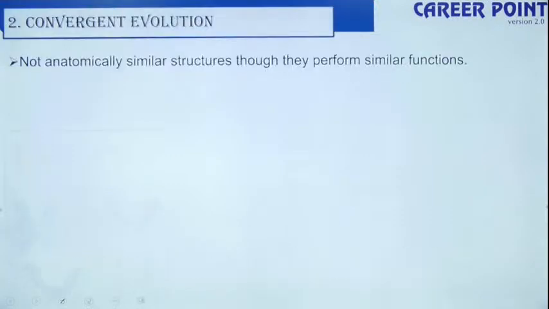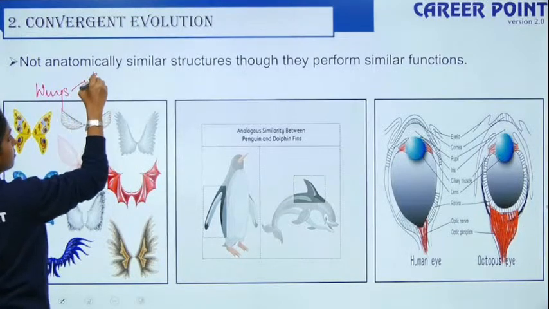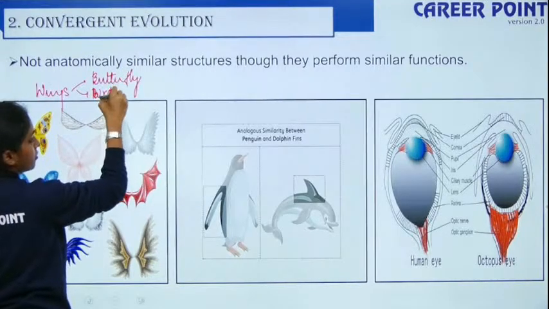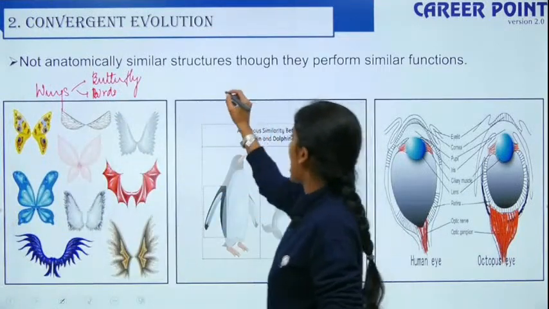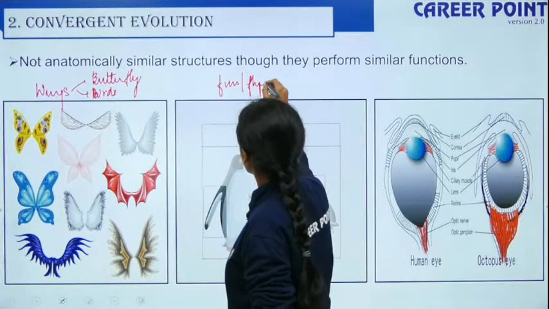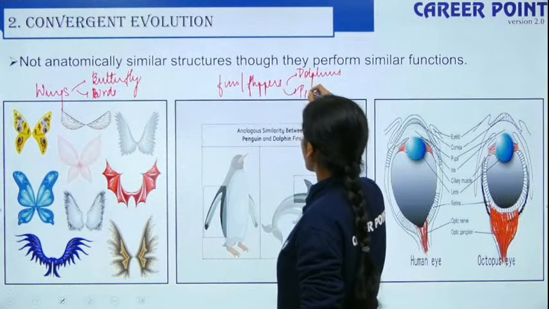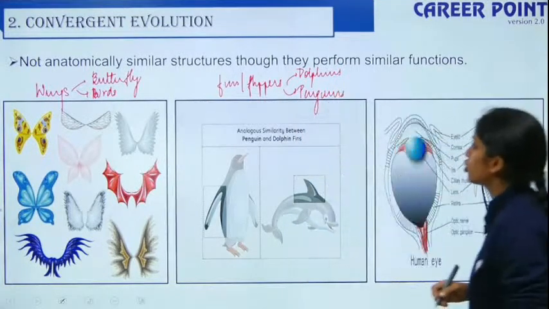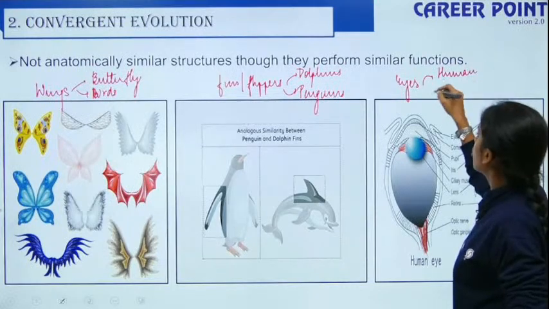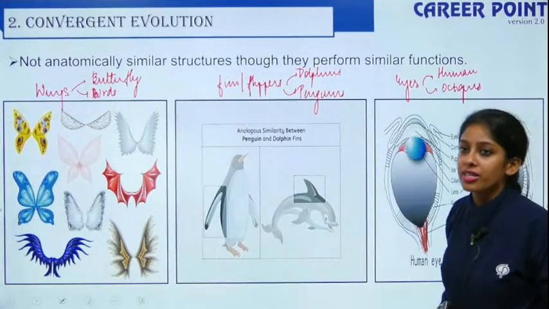Now the examples of convergent evolution include the wings of butterfly and the wings of birds. Then you have the flippers or fins of your dolphin and your penguins. The function is the same but the structure is different. Then you have eyes of your humans and the eyes of your octopus. The function is the same but the structure is different. So this is your convergent and your divergent evolution.